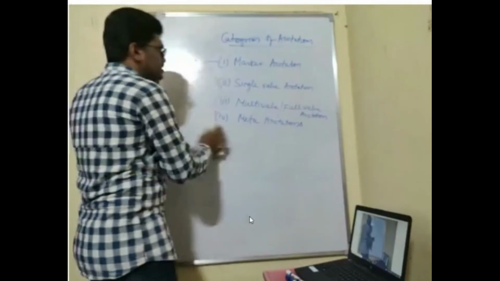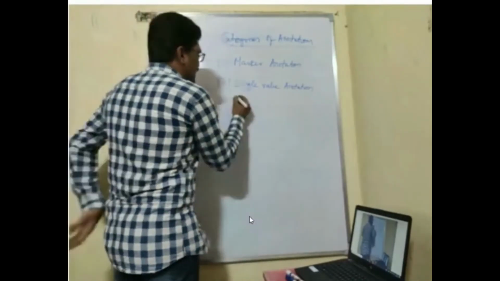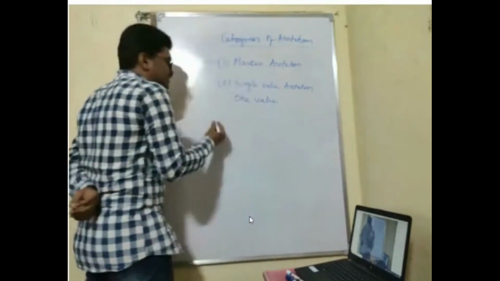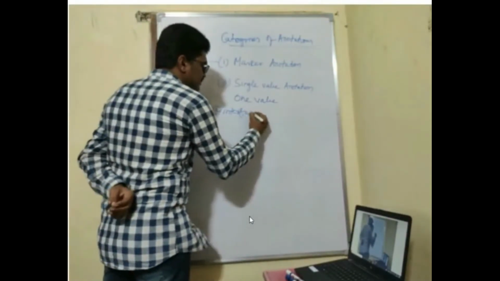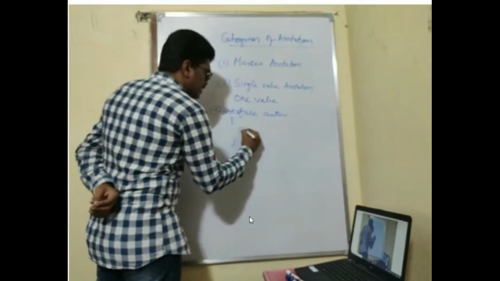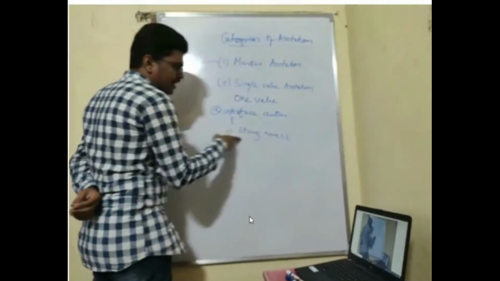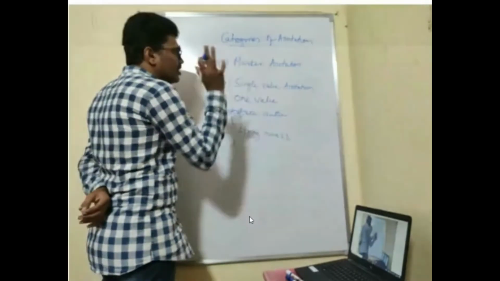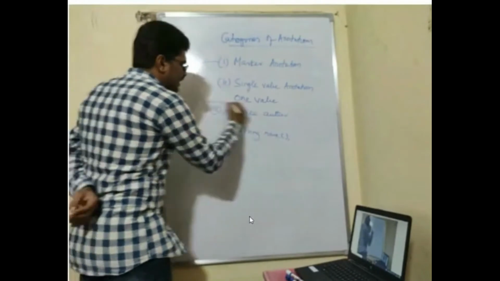Okay. So the next one is single value annotation. A single valued annotation takes one value or one parameter. Only one parameter it takes. Suppose I define something like this: interface author. It takes only one parameter. It does not take multiple parameters. So this is where I defined it.